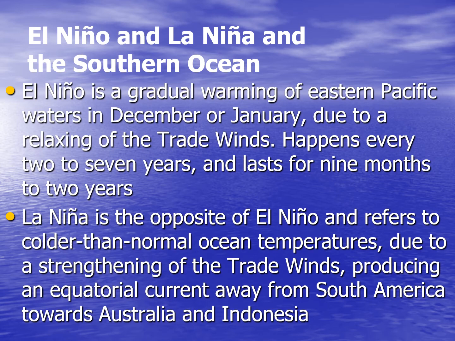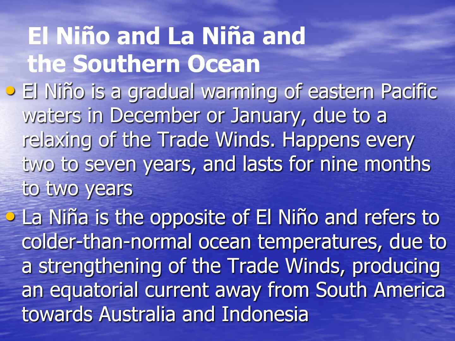So you get a gradual warming of the Eastern Pacific waters in December or January because the trade winds have relaxed. It happens roughly every 2 to 7 years and lasts for anywhere from 9 months to 2 years. And El Nino will shut down this cold water upwelling. It also does some other things we'll talk about on another slide.